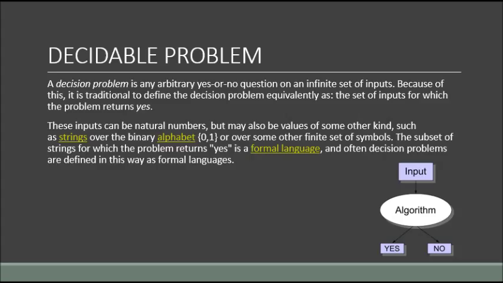Before going to undecidable problems, let us discuss decidable problems. A decision problem is an arbitrary yes or no question on an infinite set of inputs. Because of this, it is traditional to define the decision problem equivalently as the set of inputs for which the problem returns yes. These inputs can be natural numbers but may also be the values of some other kind, such as strings over the binary alphabet or over some other finite set of symbols. The subset of strings for which the problem returns yes is a formal language, and often decision problems are defined in this way as formal languages.